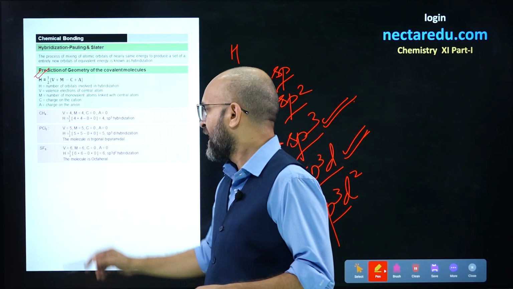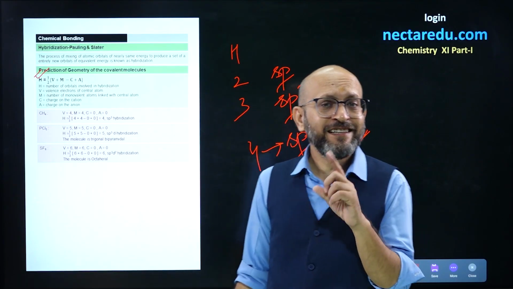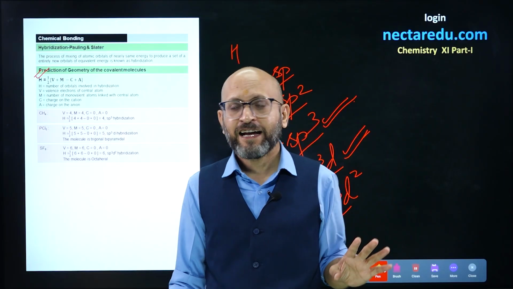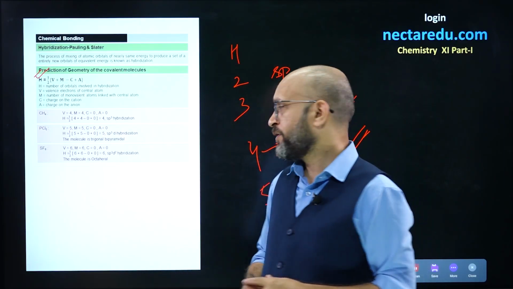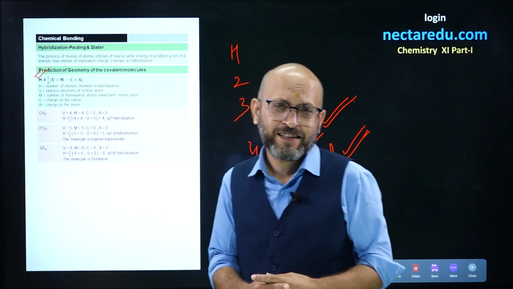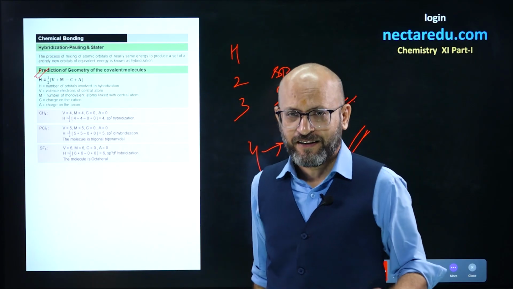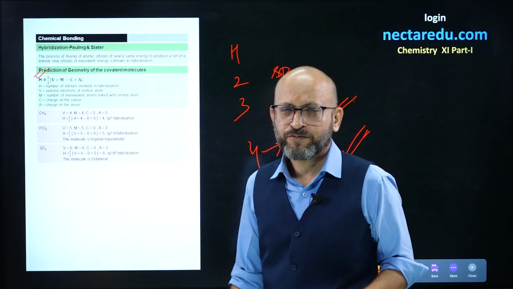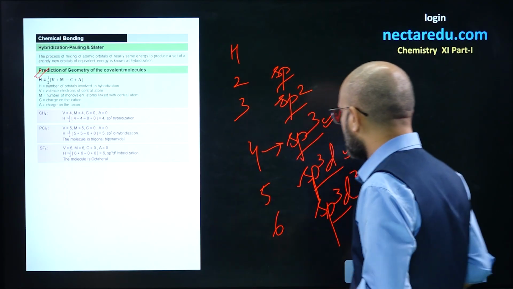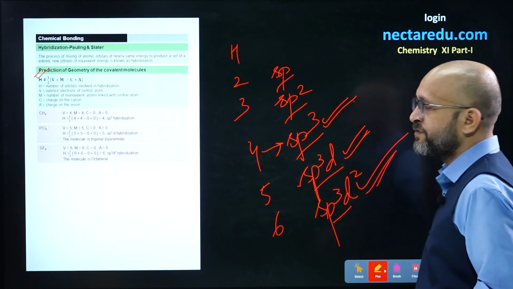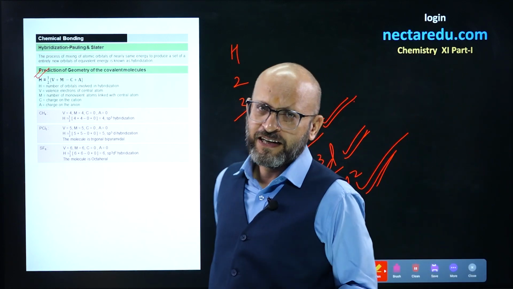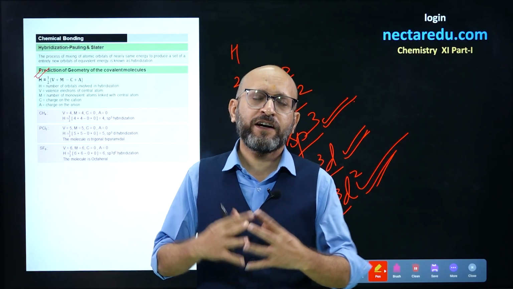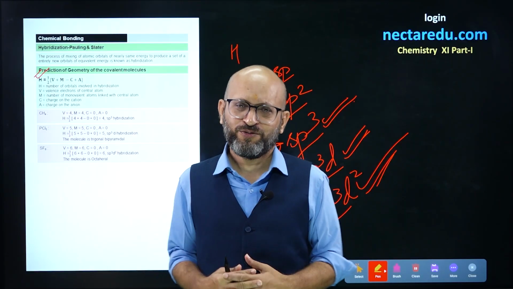Similarly, in SF6, S belongs to group 16, so the number of valence electrons in sulfur is 6. And fluorine is a monovalent atom. How many monovalent atoms do you have? 6. And the charge is 0 again. So half of 6 plus 6 comes out to be 6. So hybridization is sp3d2. Alright, I hope we have successfully understood what hybridization is and how to find out hybridization in a given molecule. That's it.